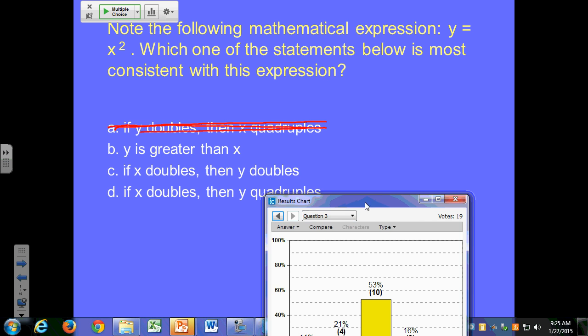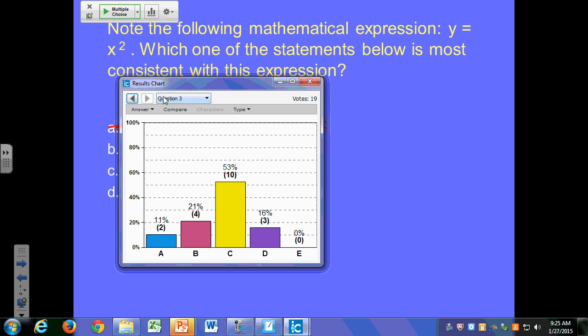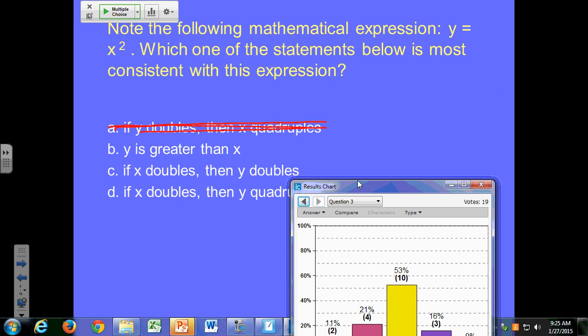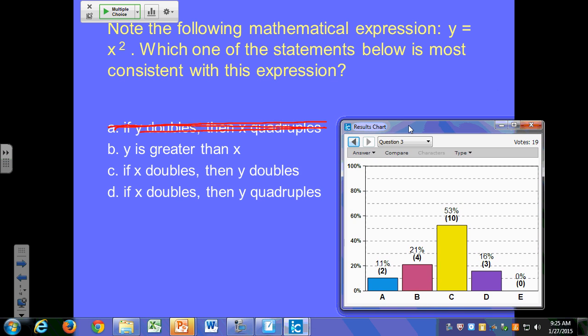All right, let's see. Most of you put C. C also is not correct. Is anybody really confident on their answer? What one? Anybody else really confident on their answer?